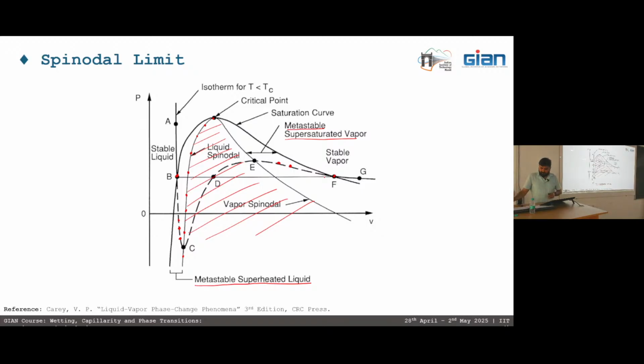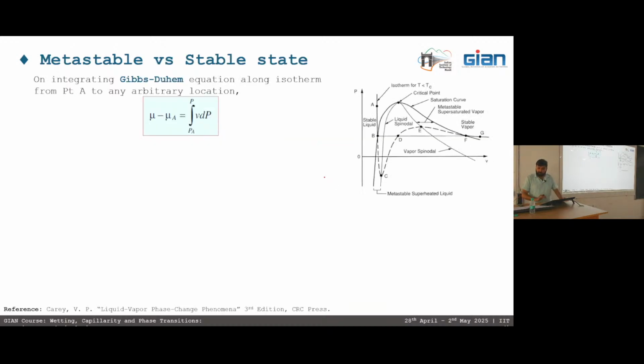Now let us try to bring one more perspective on phase stability, and that too by considering the variation of chemical potential with pressure. So for that, let us again start with the Gibbs-Duhem equation. Using the Gibbs-Duhem equation, let me start with point A this time. This is the variation of chemical potential with pressure, and let's say that initially I am at point A. This is your point A.